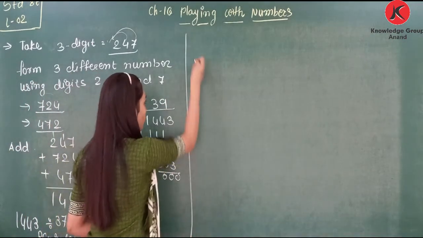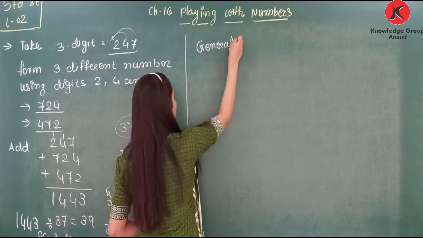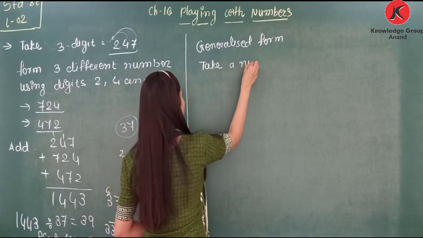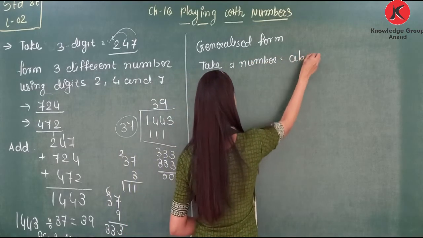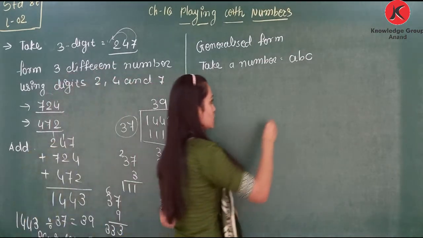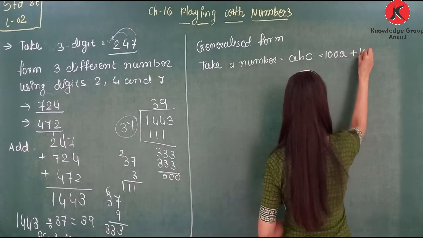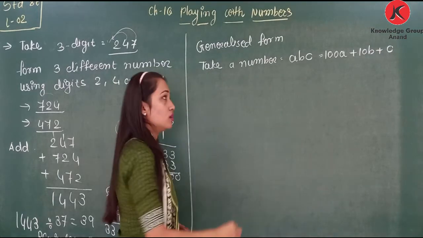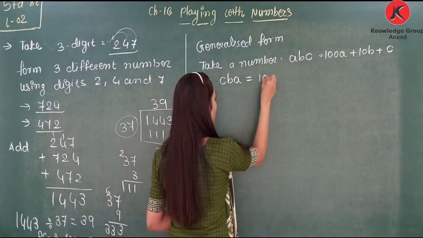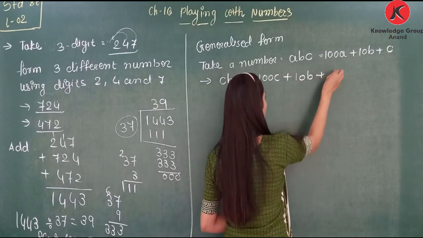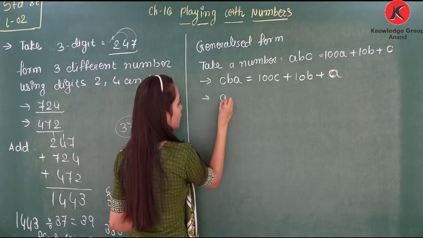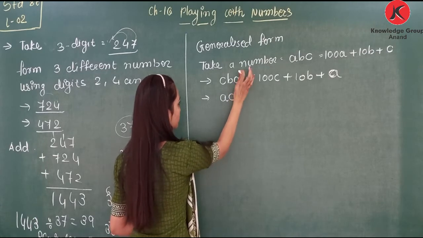So let's take one generalized form. We think of a number ABC. Now form two more numbers using digits A, B and C. Let's write the expanded form for this. It is 100A plus 10B plus C. Now reverse its order: the number is CBA, so the expanded form will be 100C plus 10B plus A.